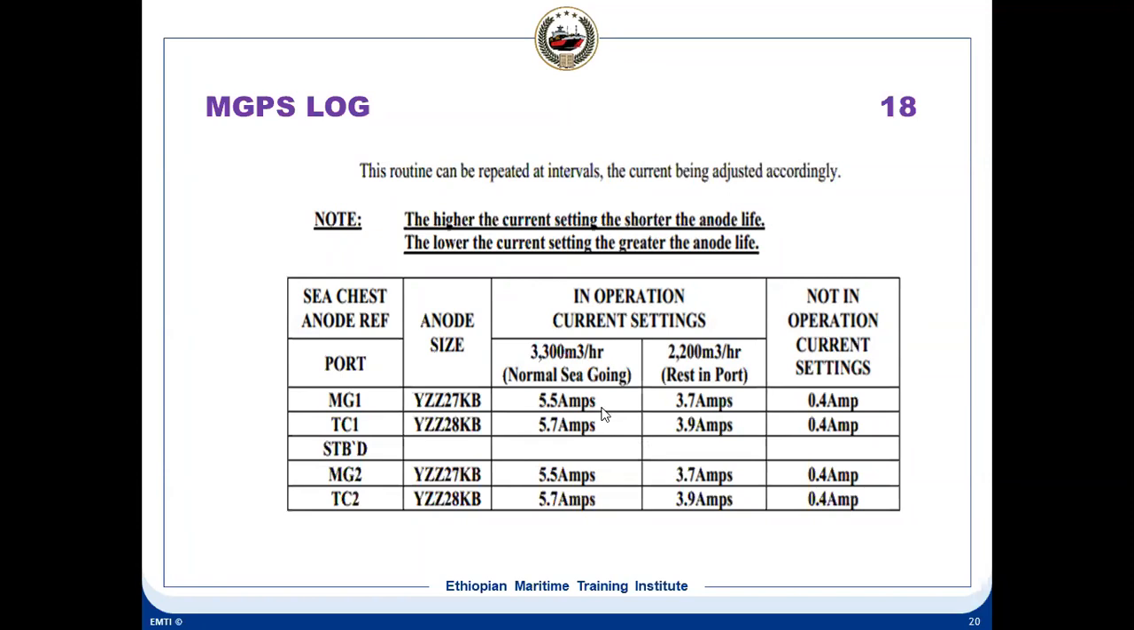So normally in this log, we will fill it up like 5.5 amps at sea, and in port it is 3.7 amps. Higher the current setting, shorter the anode life. Lower the current setting, greater the anode life. So if the current is showing very low, it means the anode is finished. That is one. Okay.